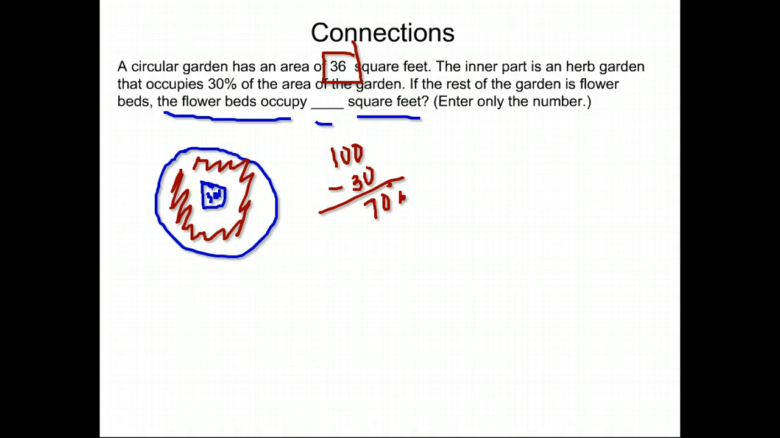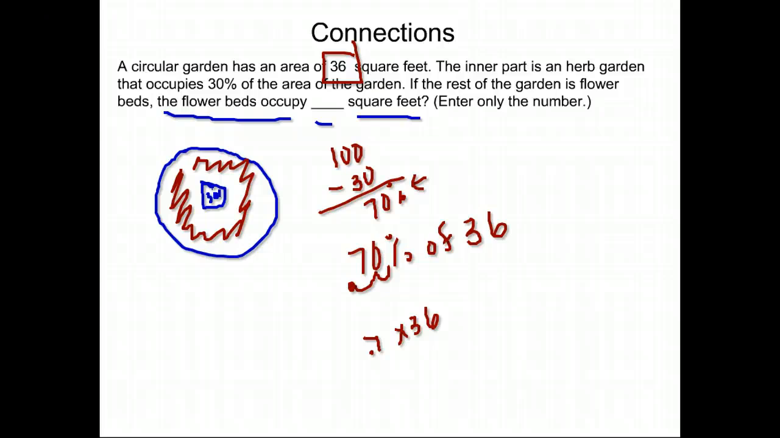The garden is 36 square feet. 70% of it is flowers. So we are finding 70% of the 36 square feet of that garden. Move the decimal 2 places to the left. That gives us 0.7 and multiply by 36. And we get 25.20.